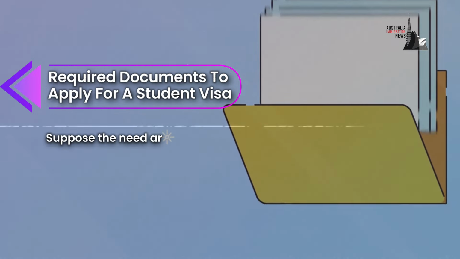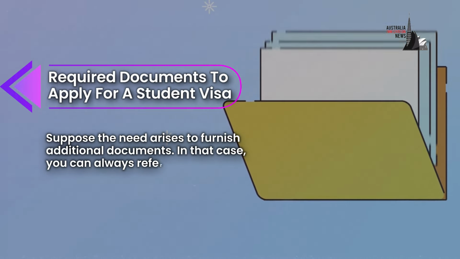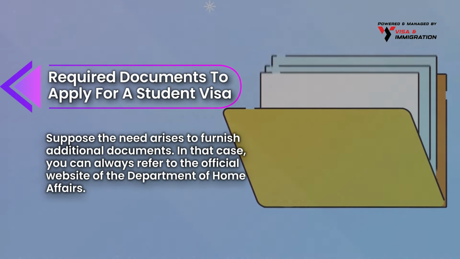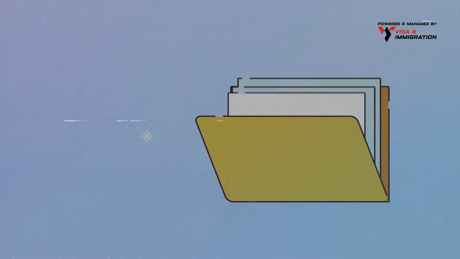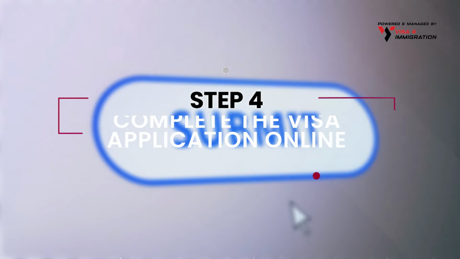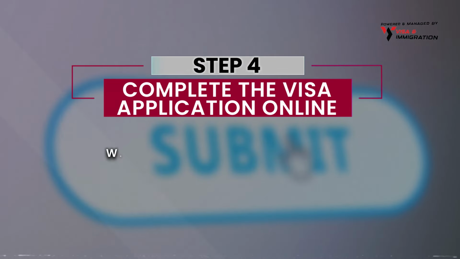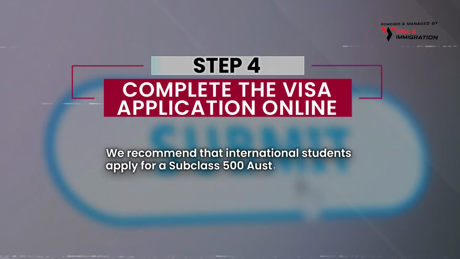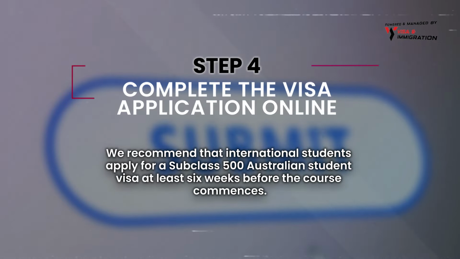However, suppose the need arises to furnish additional documents. In that case, you can always refer to the official website of the Department of Home Affairs. Now, after gathering these documents, let's move toward Step 4. Complete the visa application online. We recommend that international students apply for a subclass 500 Australian student visa at least 6 weeks before the course commences.